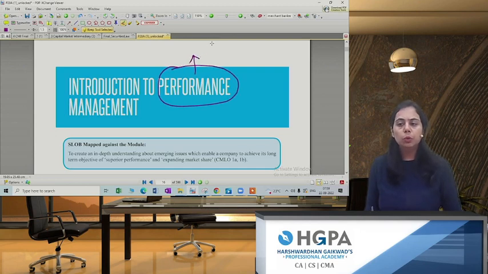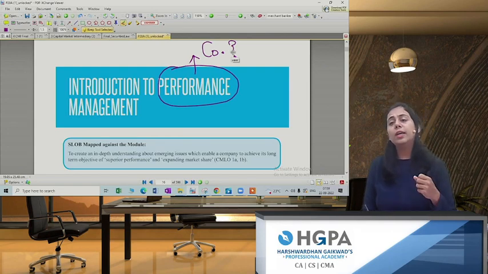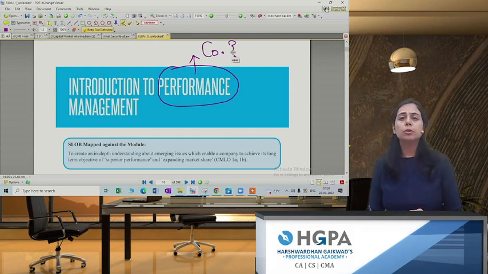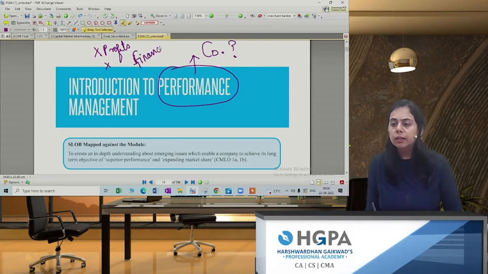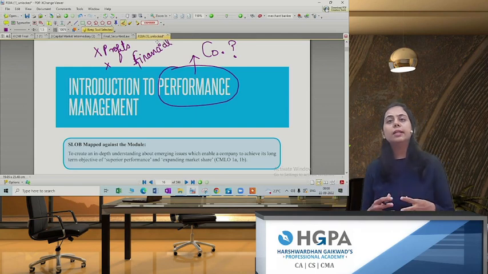How do we compute the performance of a company? There are various aspects to compute the performance of a company. It won't be only related to profit, and it won't be only related to the financial status of the company. Here we are not going to restrict ourselves to financial performance only. There are multiple aspects on the basis of which the performance of a company is judged.